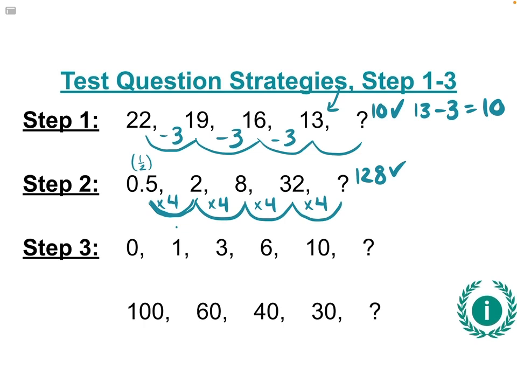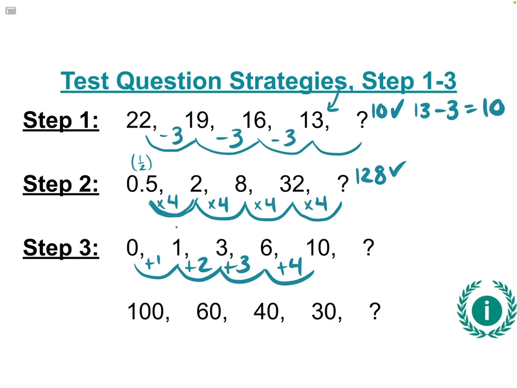Let's say you have another example that doesn't follow an arithmetic or a geometric pattern. What would you do then? Let's take a look at our third example here. If we were to find the difference between each pair of numbers following step 1, then what we would do is find the difference here, which is plus 1, here, which is plus 2, plus 3, and plus 4.